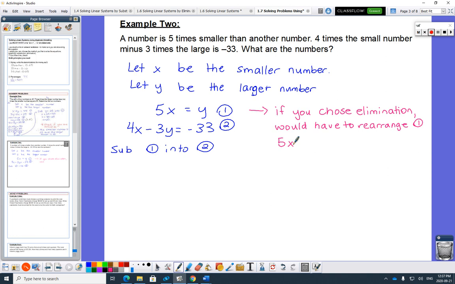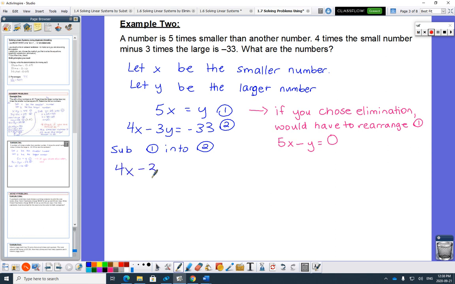So you'd bring this to the other side. And then what would be left here? Nothing, which we put 0. Okay, so if you're like, what? Then just do substitution. We already have y equals. So in number 2, everywhere we see a y, we're going to put 5x.